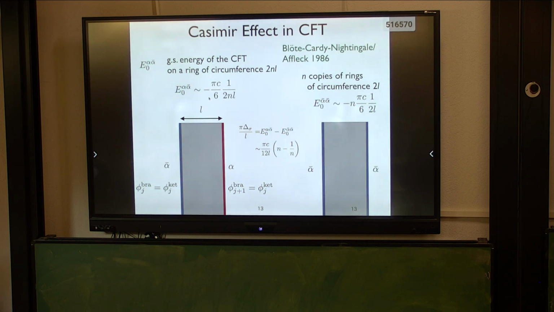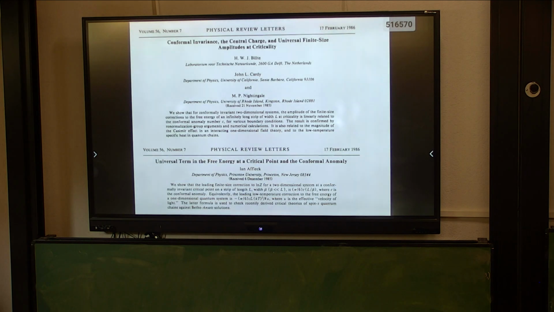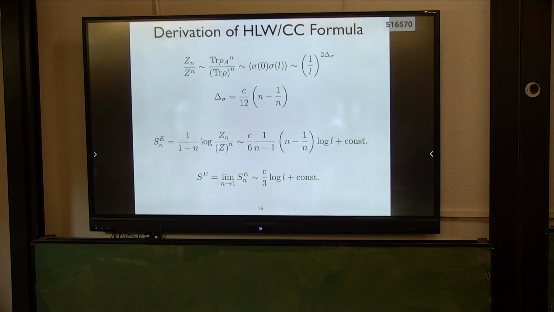So again, this problem is reduced to CFT on the ring, but the circumference is just 2L. And because each replica is independent, the ground state energy must be n times this famous formula, pi c over 6 and 1 over 2L. So the difference between these two quantities gives the boundary scaling dimension of the boundary condition changing operator, which becomes c over 12 times n minus 1 over n.